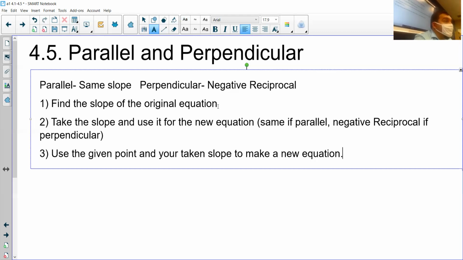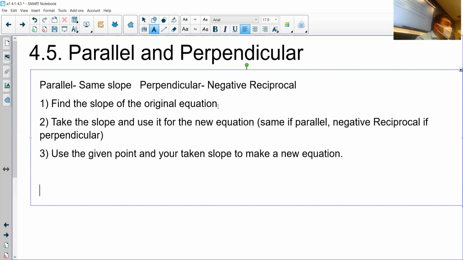Why can't you use the same slope and use the y? That is what we end up doing in parallel. Okay, so we're going to do one parallel and then one perpendicular.